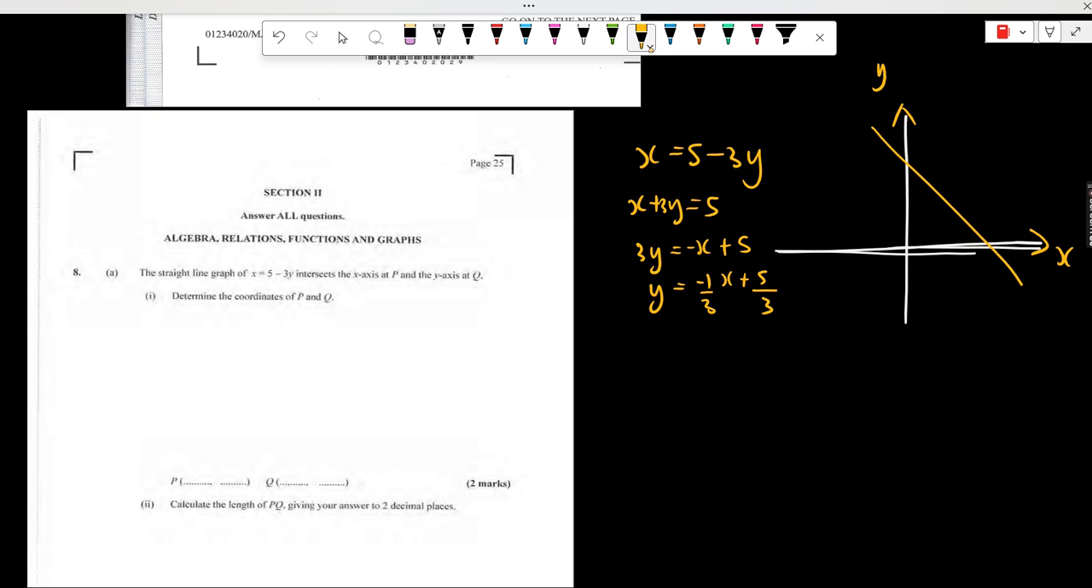We're told it intersects the x-axis at P. So this point right here is P, and this one right here is Q. Is that clear?